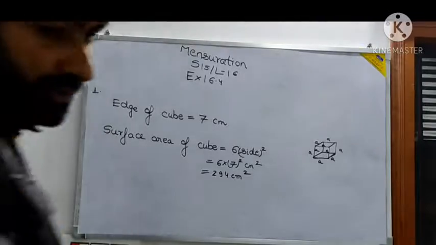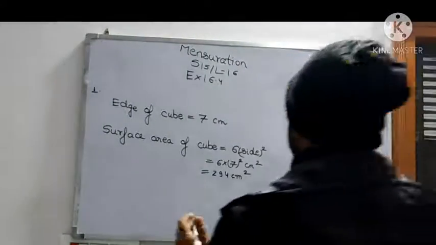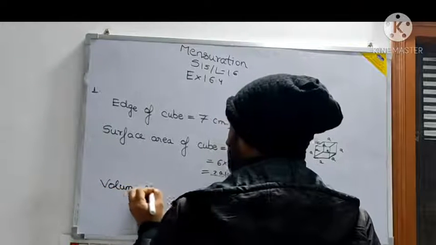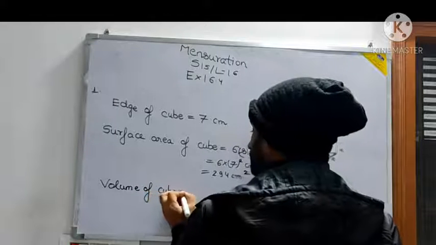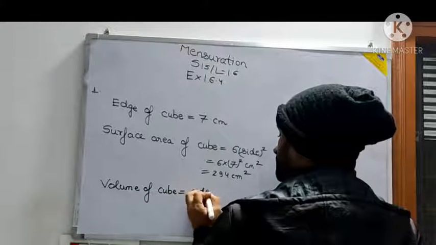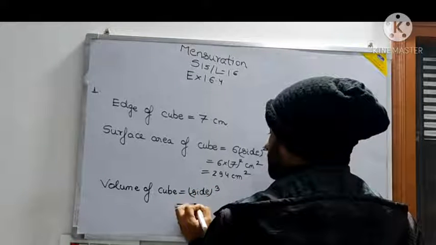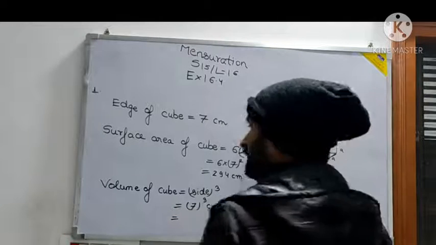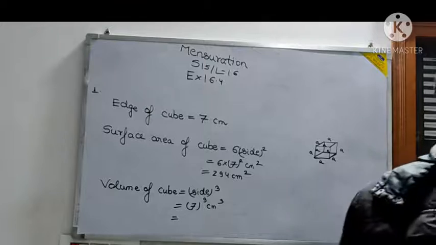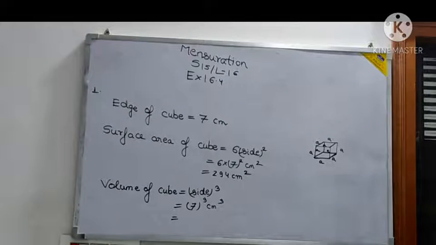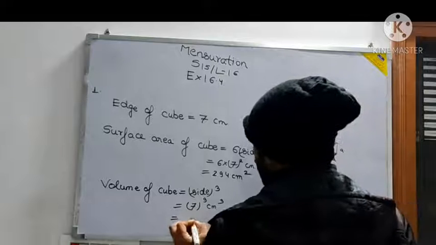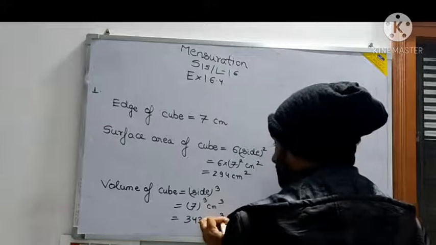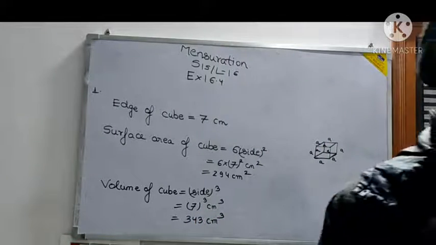What more have they asked in the question? They have asked the volume. So volume of cube is equal to side cube. That is 7 cube centimeter cube. So 7 cube is what? 7 7s are 49, and 49 7s are 343. By your knowledge of indices, you must have this thing very clear. Okay, that should be the answer. Let's match it.